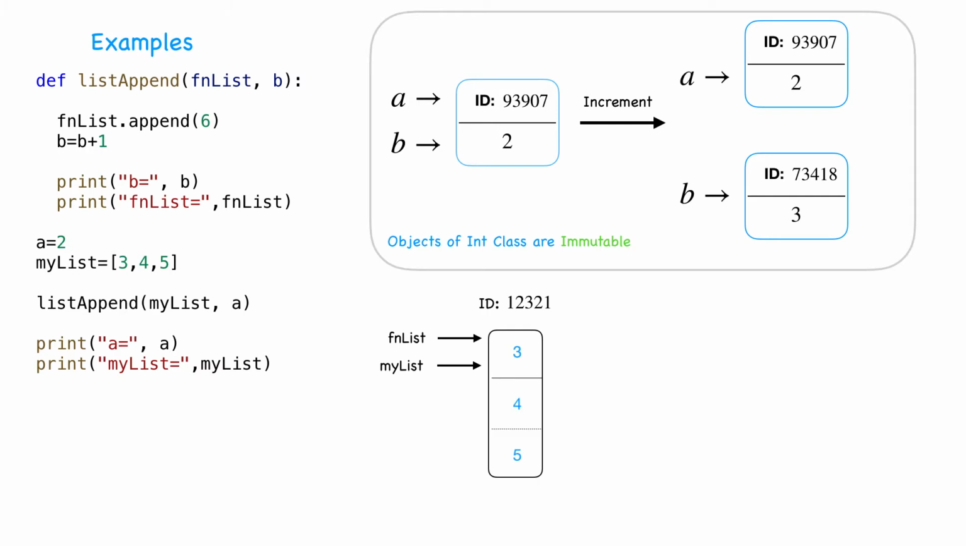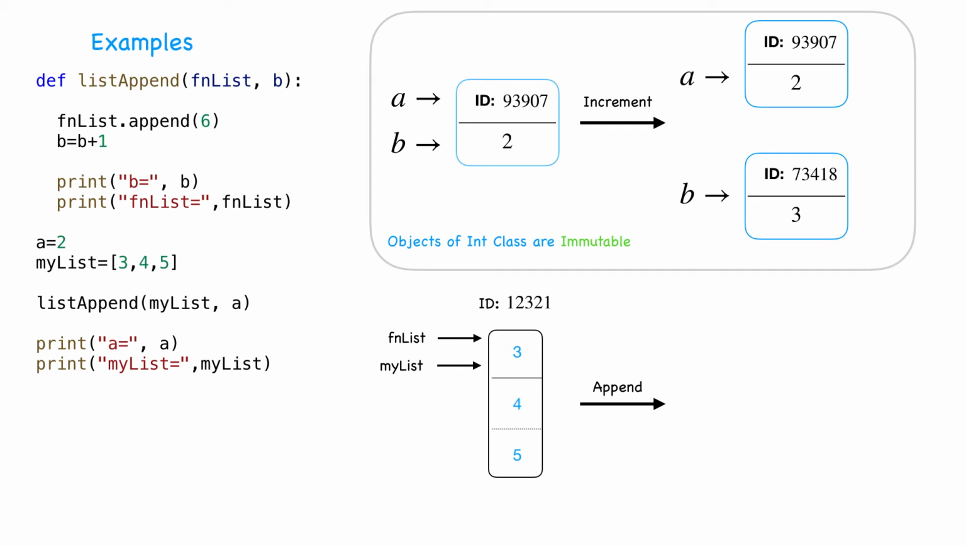Whereas if you focus on list, for example, we had my list, which references the starting value of this list, which is 3 as shown here. When you pass the reference of my list to fn list, fn list will also reference the starting value of this list, which is 3. So now you are doing an append operation. Append is an internal method of list. So you are appending 6 to fn list and you are trying to print that.